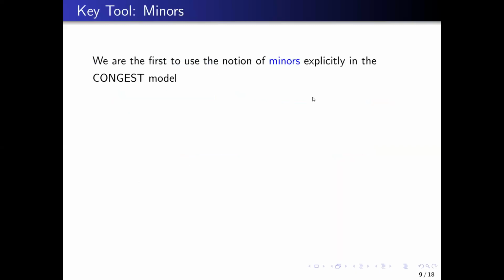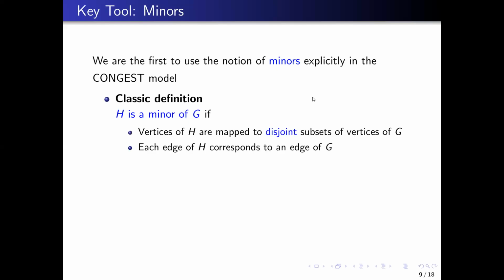To obtain the desired results, we use the concept of minors explicitly in the congested model. In the classical definition, graph H is a minor of graph G if H can be obtained by deleting or contracting edges of G. Equivalently, this means that vertices of H can be mapped to disjoint subsets of vertices of G, and each edge of H corresponds to an edge of G.